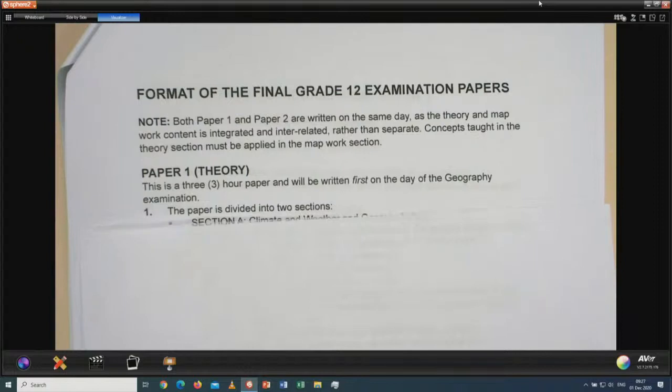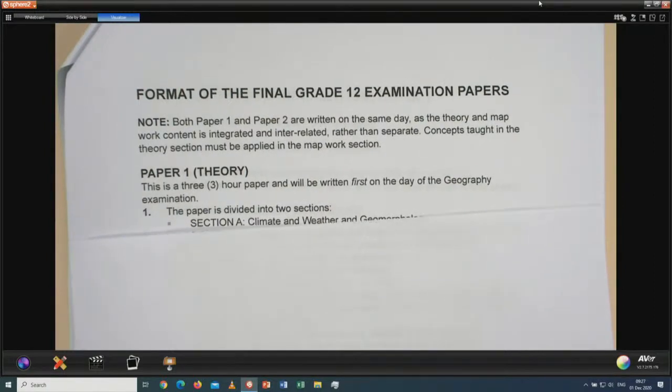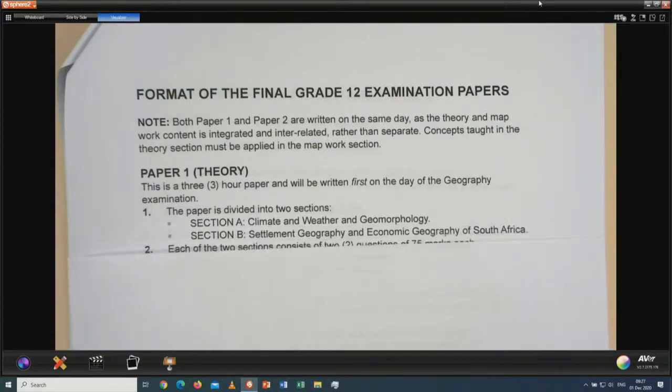We have section A, which is climate and weather. I'm going to touch on some of the most important parts that normally give us problems with these papers, not everything, because of time constraints. And then section B is human geography, which is settlement geography and economic geography. Section A is physical geography, and section B is human geography.